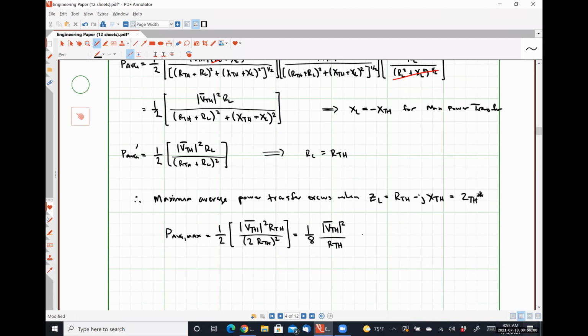And if we wanted to, for the sake of argument, express it in terms of our Norton current, since sometimes it will be more convenient to represent a circuit with a Norton current than it is with a Thevenin voltage, this would be 1/8 times the magnitude of I Norton squared multiplied by our Thevenin resistance, right? So that Thevenin resistance there, just to be clear, represents only the real portion of our Thevenin impedance.